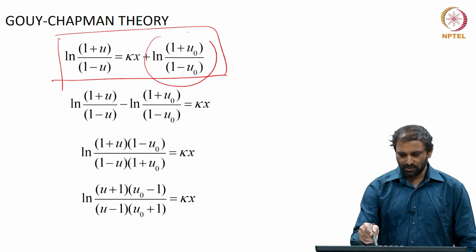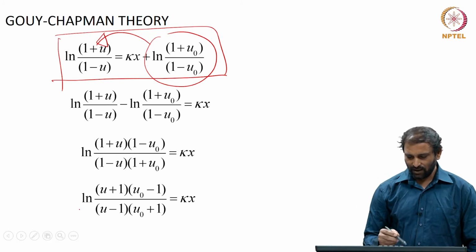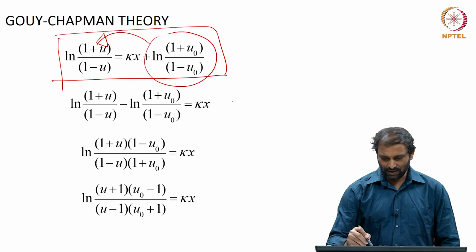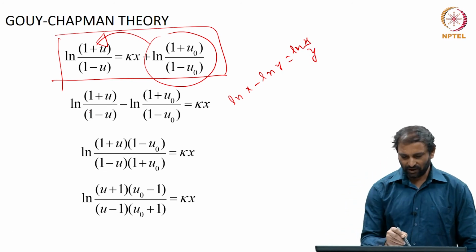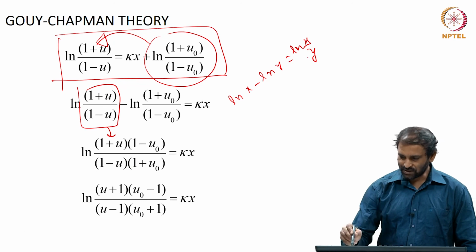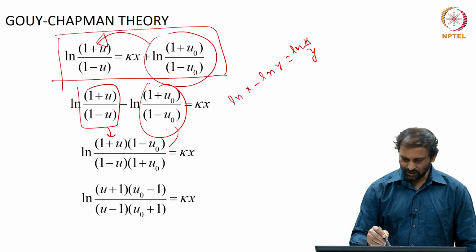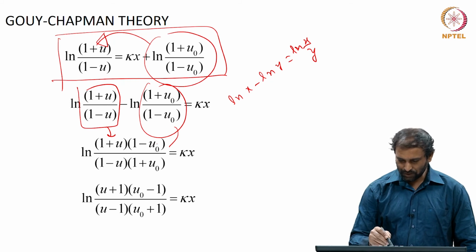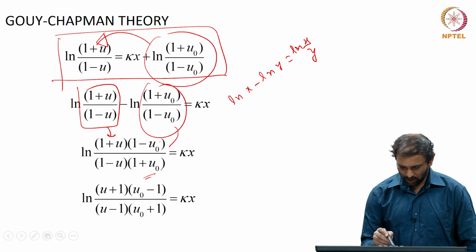I can take this onto the other side, and if I again use the condition that ln of x minus ln of y is equal to ln of x by y, therefore, I have this term here. As you can notice, 1 minus u is in the numerator and 1 plus u is in the denominator. So, what we can do here is the following.